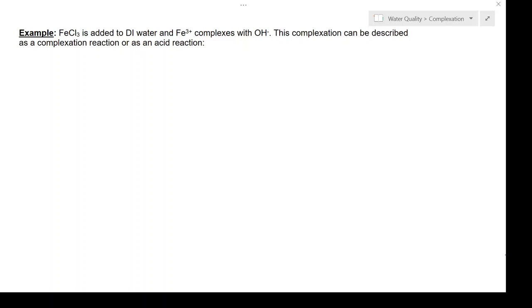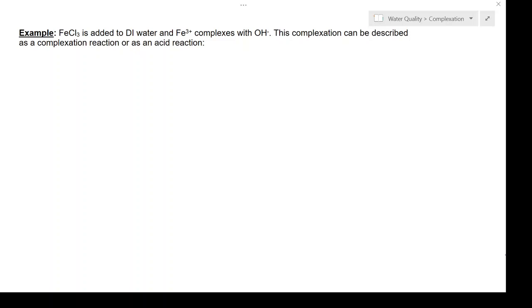In this video, I'm going to show an example of complexation using ferric chloride. So ferric chloride, when it's added to deionized water, is going to form ferric iron, which is Fe3+, and that complexes with hydroxide. So we can describe this complexation both as an acid reaction and also as a complexation reaction. And ferric chloride is a very important chemical in environmental engineering because it's often used in water treatment as a coagulant, which is a topic that we'll cover in subsequent videos.